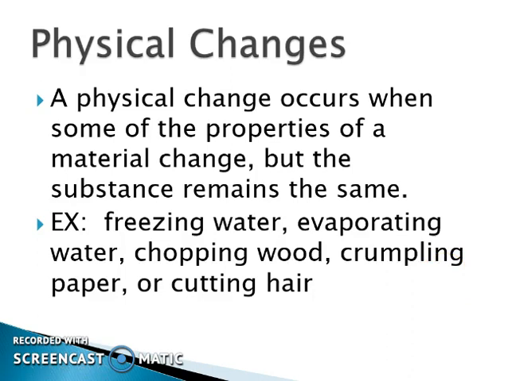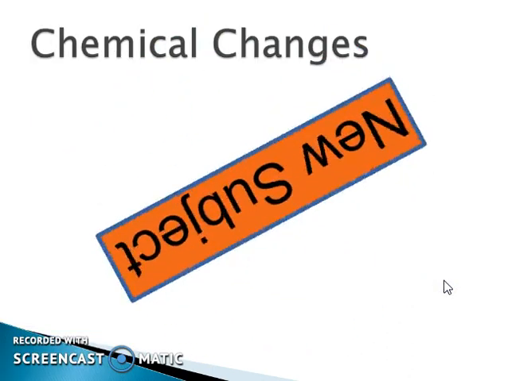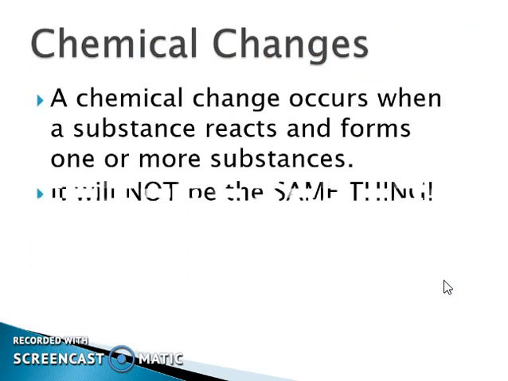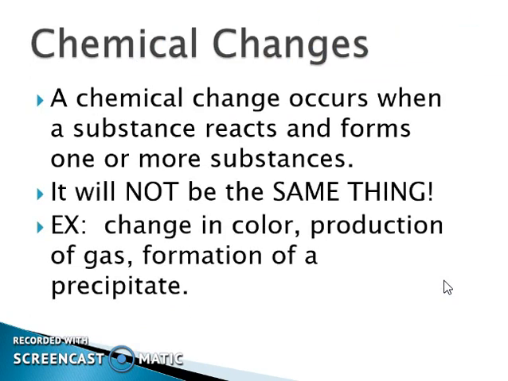Now, if you burn it, that would be a chemical change. But if you're crumpling it up, then it is just a physical change. Cutting your hair: the hair that's laying on the floor is still hair. And chemical changes are different, like what I was talking about. If you burn that paper, that is a chemical change. So a chemical change occurs when a substance reacts and forms a different substance, a completely different substance. Sometimes when a chemical reaction occurs, it'll change colors. That shows evidence of a chemical change.